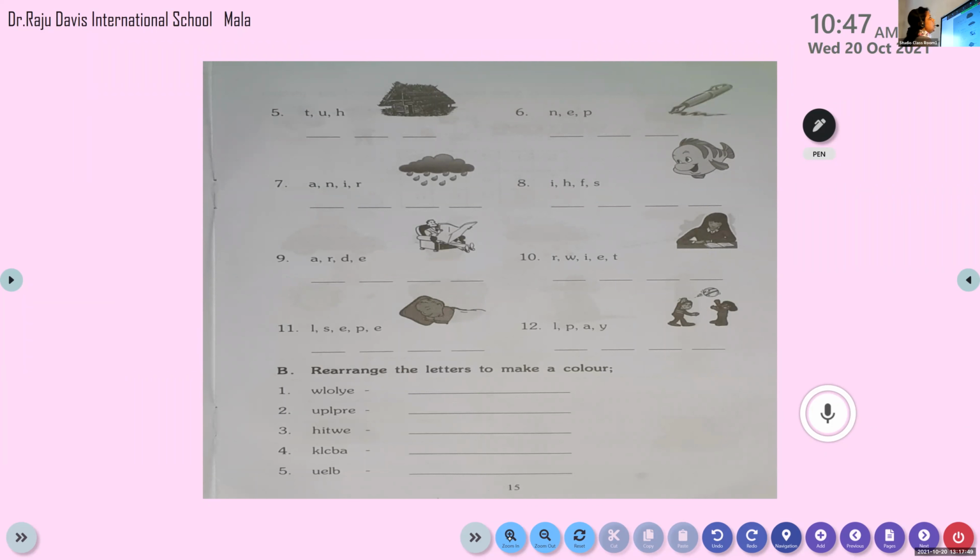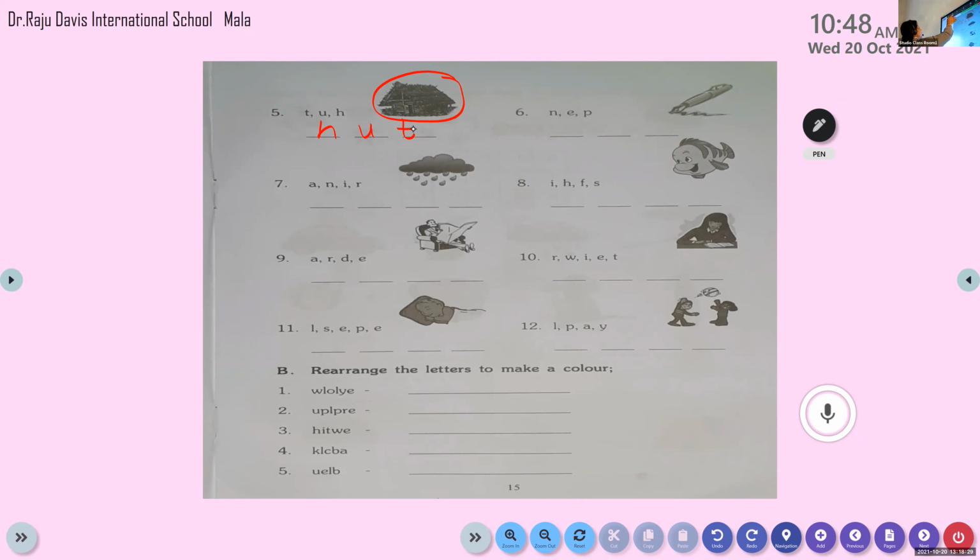Okay. So here we have a picture here. Yes, good morning. Here we have a picture here. Can you recognize this picture? What is it? Hut. Yes, hut. And what is the correct spelling of the word hut? H-U-T. Hut. Yes, very good. Come on, write the spelling. Correct spelling of the word hut. Come on, write it.